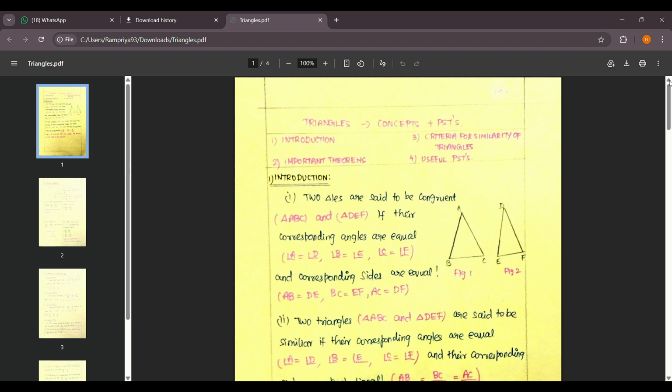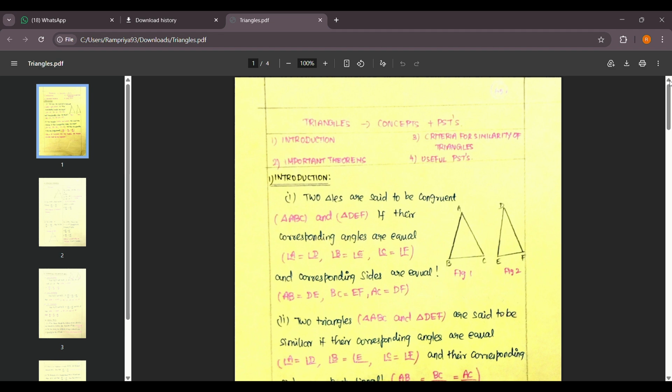Triangles has a significant weightage in your board exam. In fact, you can expect 10 or 11 marks in triangles, because the only chapter that has a double digit weightage in your board exam is triangles. Such is the magnitude of this chapter. If you understand these concepts in an easy way, triangles will be very easy for you.